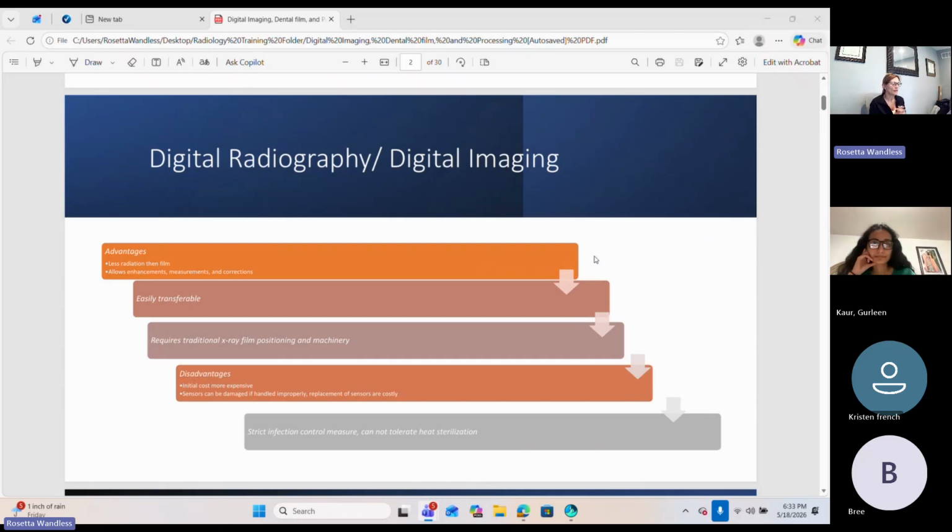In the digital radiography or digital imaging section, we were talking about the advantages and disadvantages of digital radiography. Some of the advantages are we can use less radiation than we would use with film. We can allow for enhancements, measurements, corrections. It's easily transferable, meaning that we can email the original files very quickly. We can consult with specialists if necessary, and we don't have to wait for snail mail where we would have to photocopy or copy our regular in-person images. Digital is so much easier, completely easily transferable.